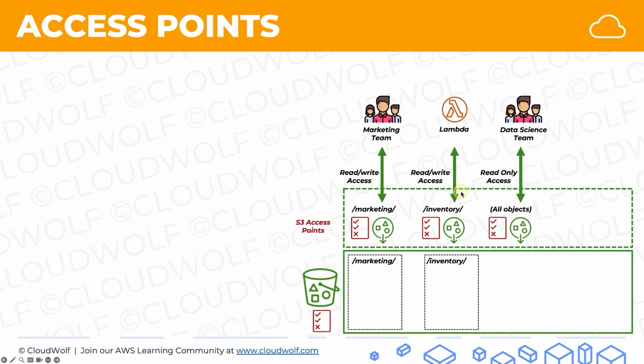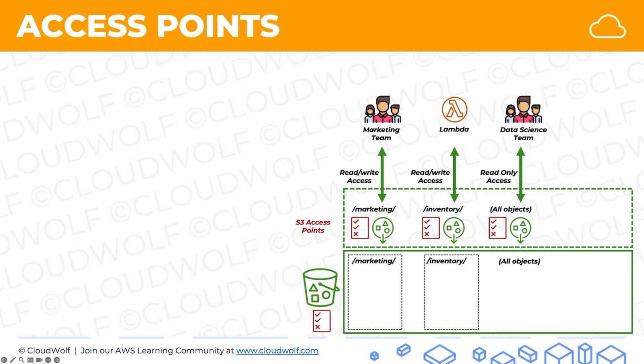The data science team doesn't need to change any objects in the bucket, but they do need to access all of them. So they would access all objects through their own S3 access point with its own policy. So this policy would specify that they have read-only access to all objects so that they can do their analytics. And so on. You can keep creating these S3 access points, and that simplifies the management of access.